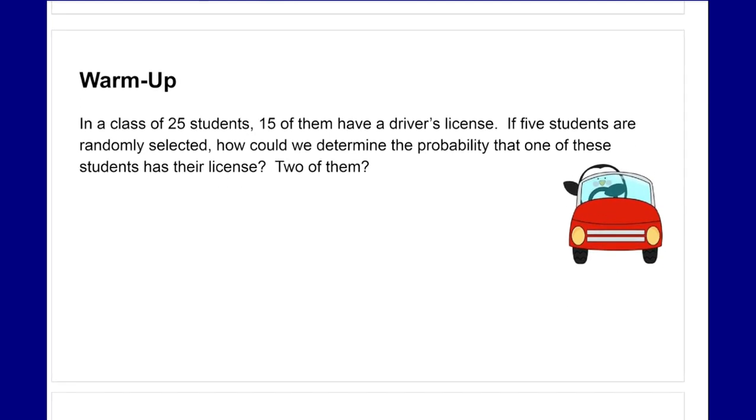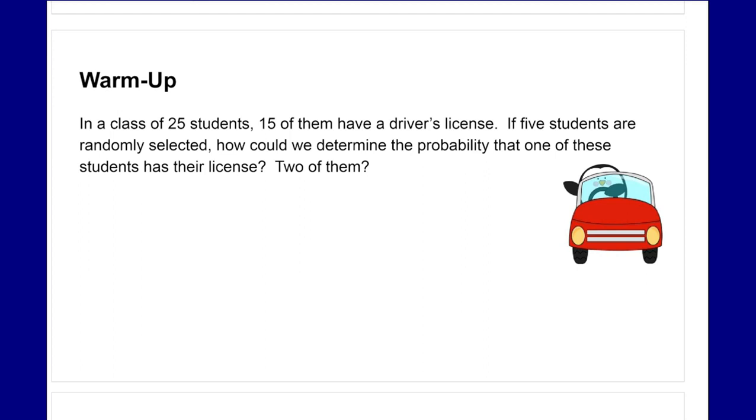As a warm-up, going into our new type of distribution, let's take a look at a class of 25 students. 15 of them have a driver's license. If 5 students are randomly selected, how could we determine the probability that one of these students has their license? What about 2 of them?